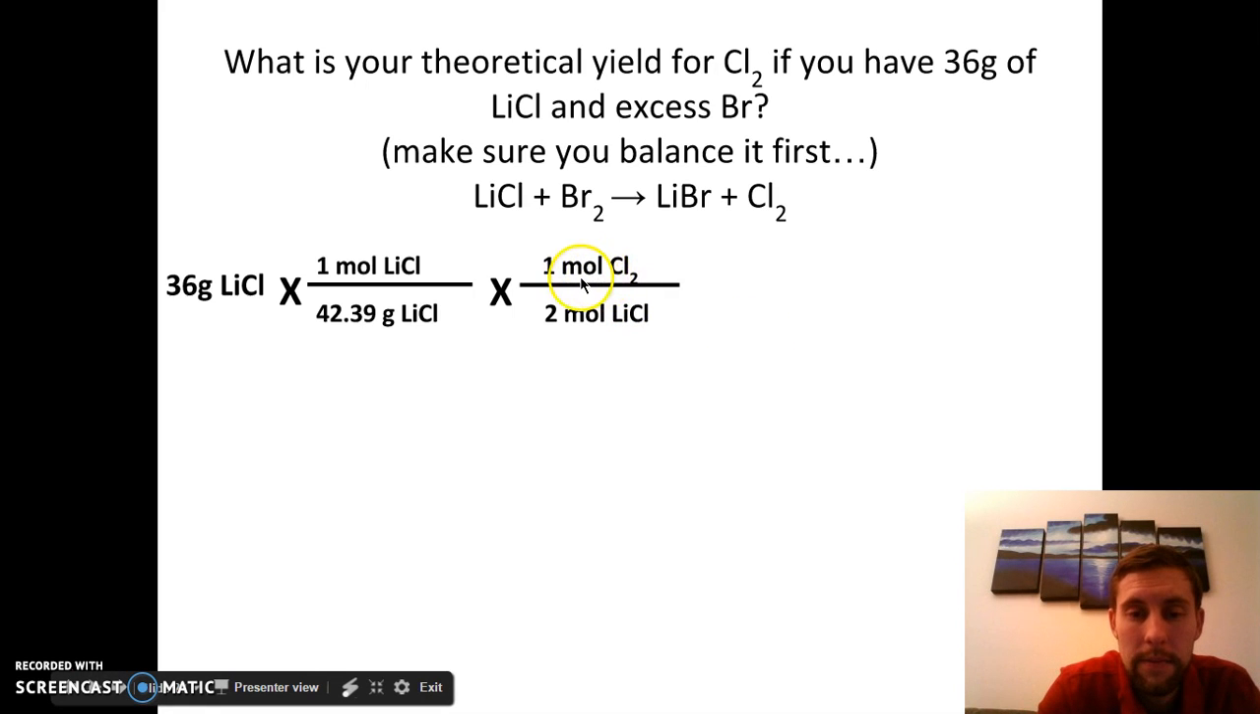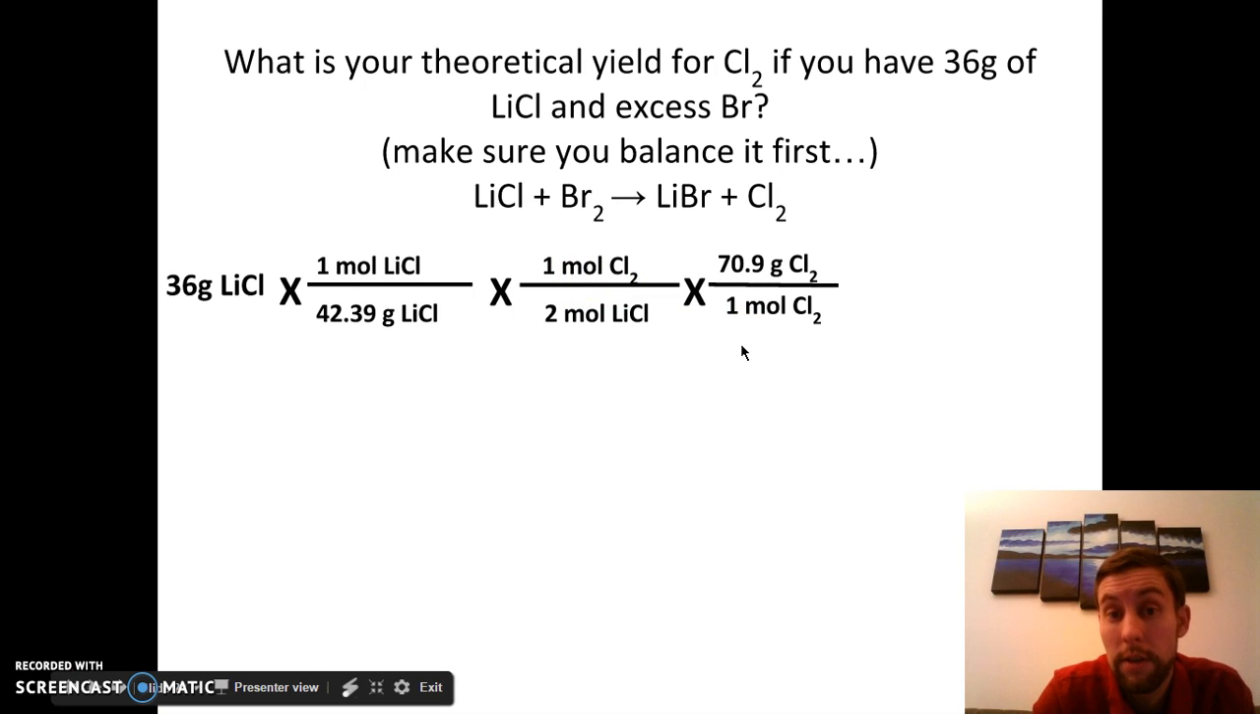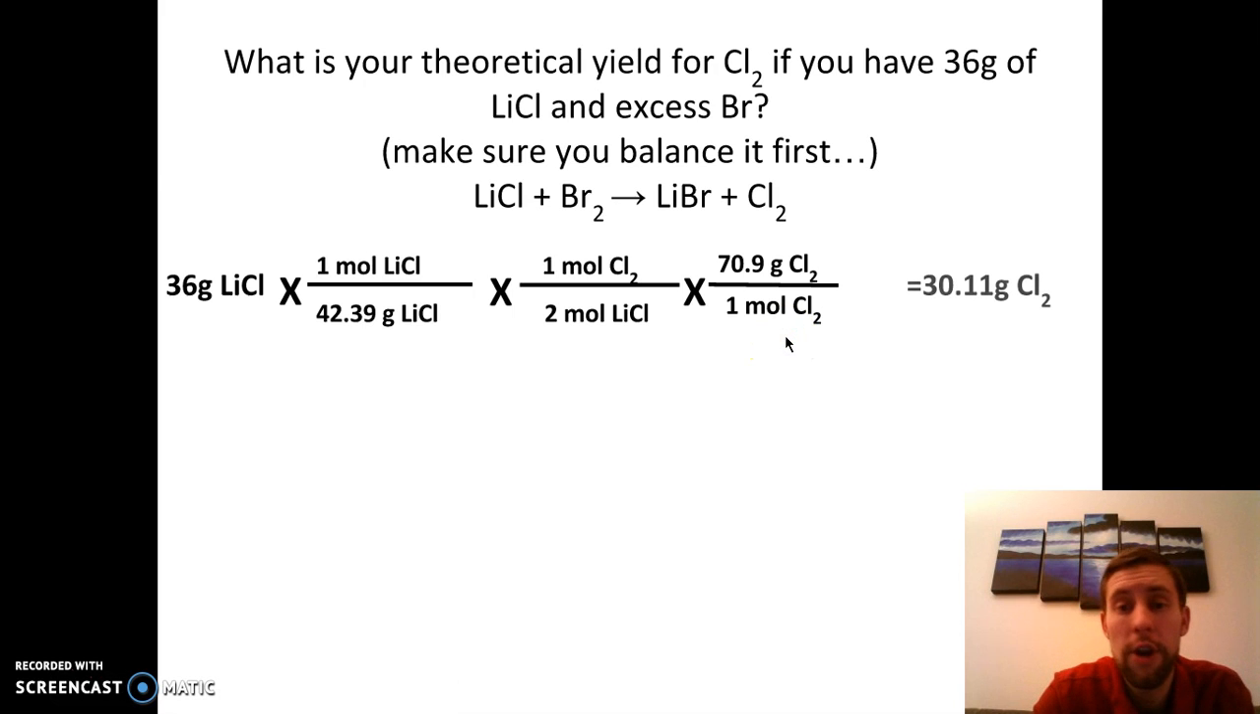The last step is going from moles of chlorine to grams of chlorine, but it's chlorine's diatomic, so 2 chlorines. Do the math, and we get 30.11 grams of chlorine. That is your theoretical yield, because that's perfect. It's just the math. It's the stoichiometry that gets you to it.